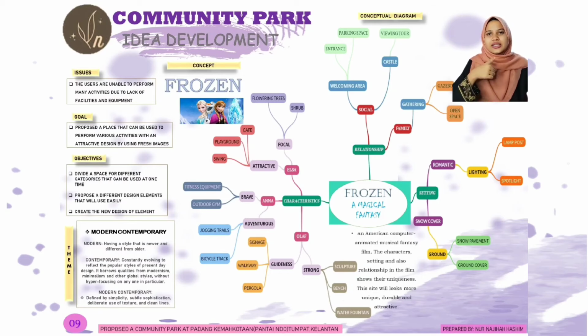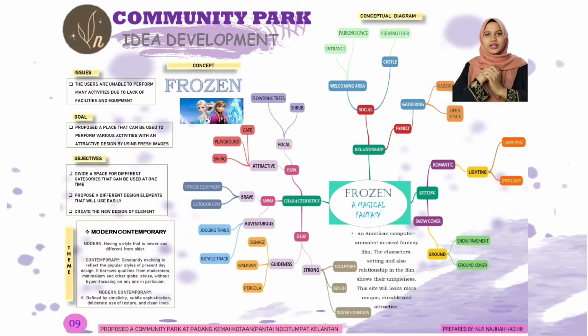First is Elsa. The character of Elsa is focal and attractive. For the focal, these are the elements I want to propose: the shrub and the flowering trees. The next is attractive view. For the attractive, I want to propose elements which are a cafe, playground, and swing.